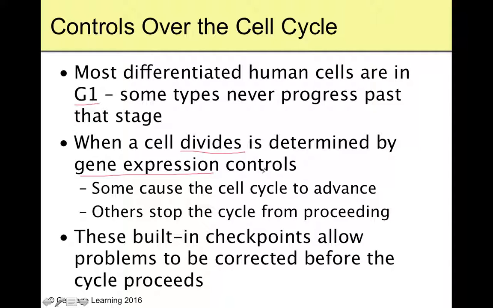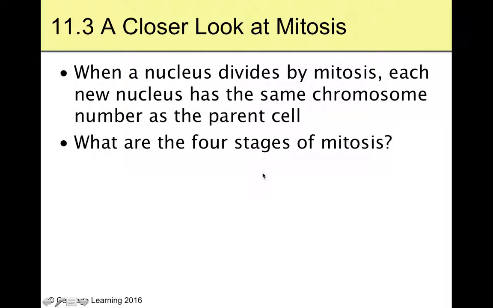And so we have built-in checkpoints within the DNA that tell a cell whether it should divide or whether it should just hang out for a while. These built-in checkpoints allow, hopefully, enough time for us to correct any problems we might have in our cell before we proceed with division. So when a nucleus divides by mitosis, each new nucleus has the same chromosome number as the parent cell. We've already said they're clones.